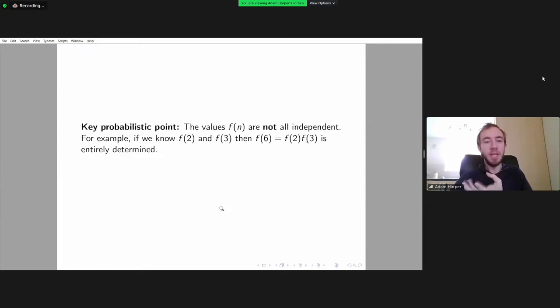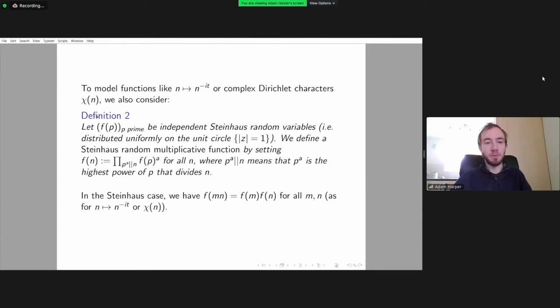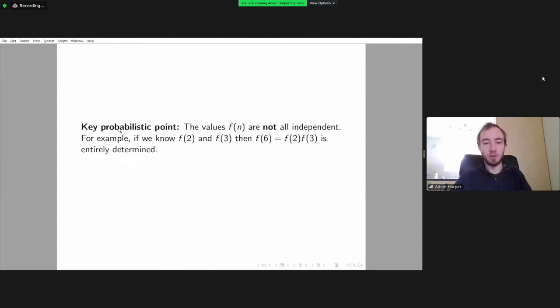And the key thing to note here, if you've maybe got a bit lost with some of the details of the definition, is that these values f of n are not all independent of one another. So some of them are. On the primes, they're independent because that's how they've been constructed. But if you look at the sequence of f of n for all the natural numbers, they're definitely not. For example, f of 6 is just equal to f of 2 times f of 3 by definition. So if we know f of 2 and f of 3, we exactly know f of 6.